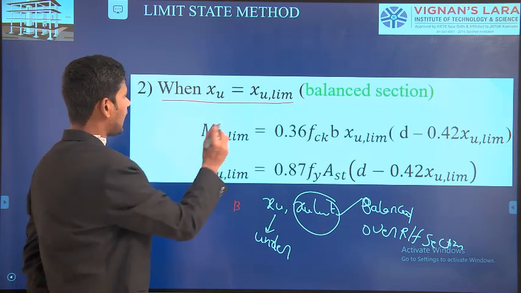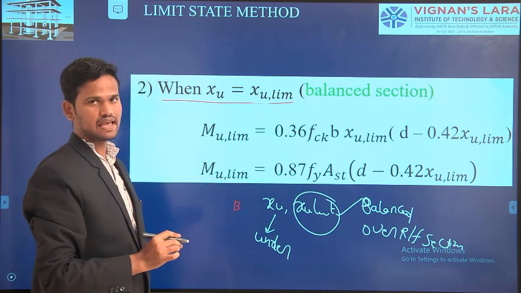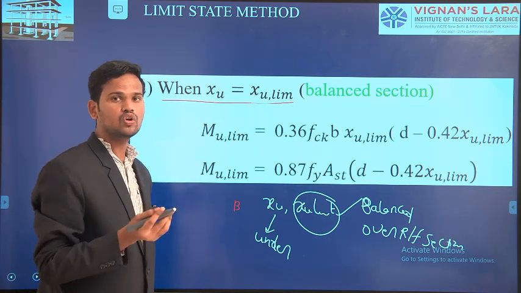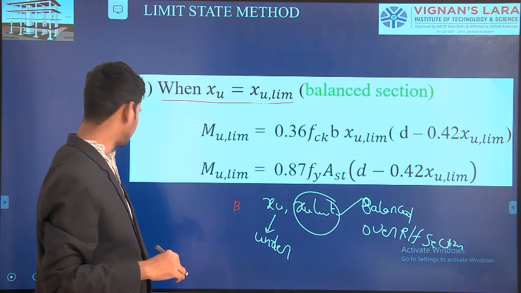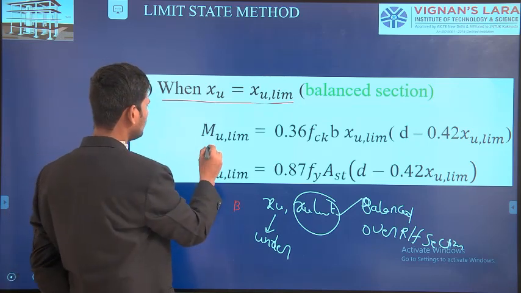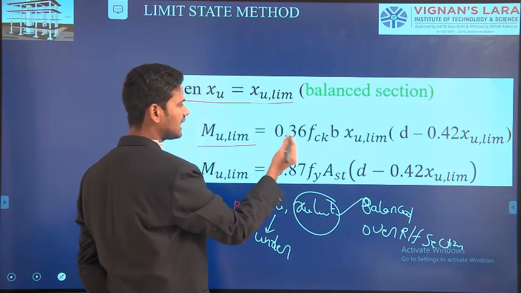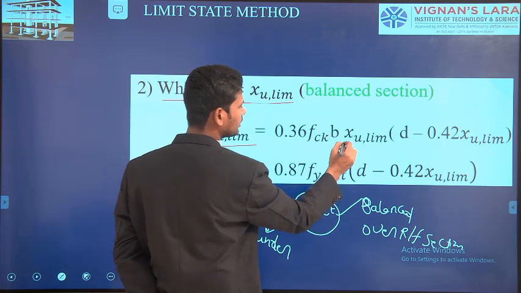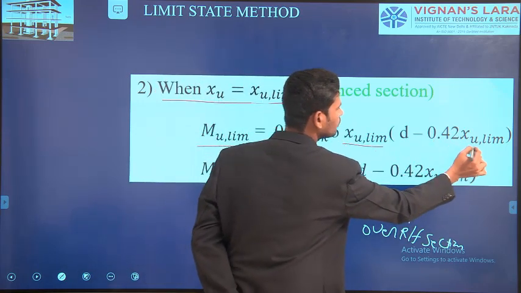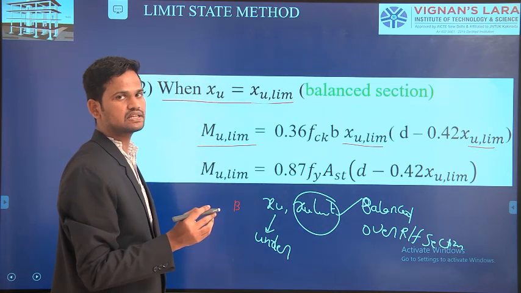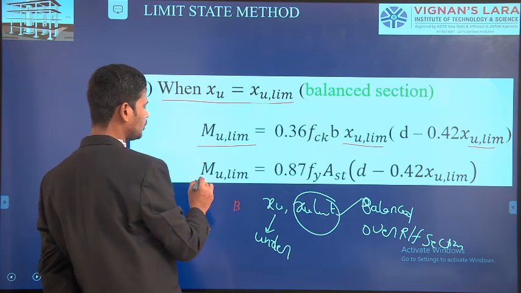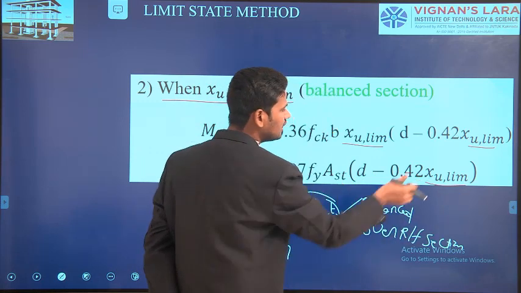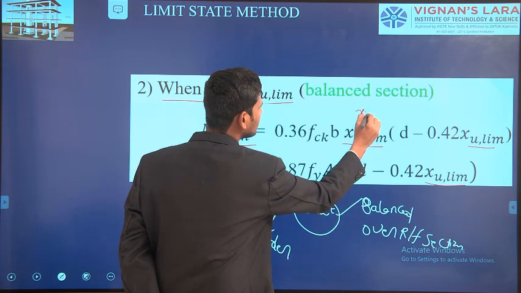And if you observe here, for the balanced section I am taking the value as xu limit. Hence I want to calculate Mu limit for the compression phase as well as Mu limit for the tension phase. The Mu limit for the compression phase: we already know the moment of resistance for the compressive force is 0.36 into fck into b into xu limit into d minus 0.42 into xu limit. As well as for the tension zone, we have Mu limit equal to 0.87 fy into Ast, where d minus 0.42 into xu limit. Here xu is the xu limit value.